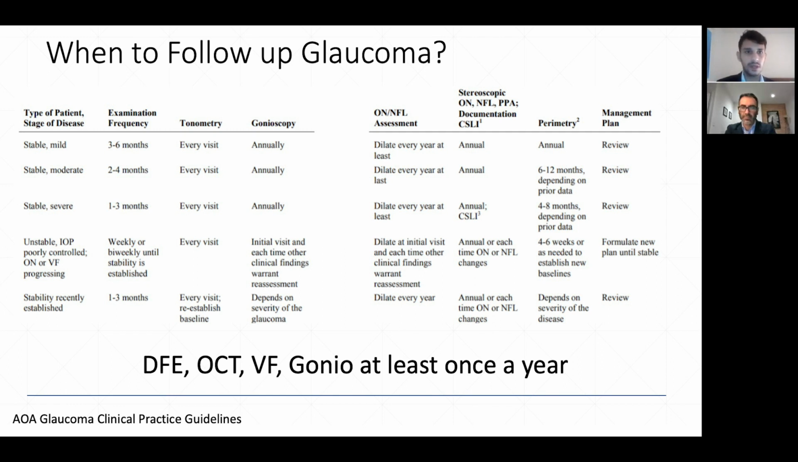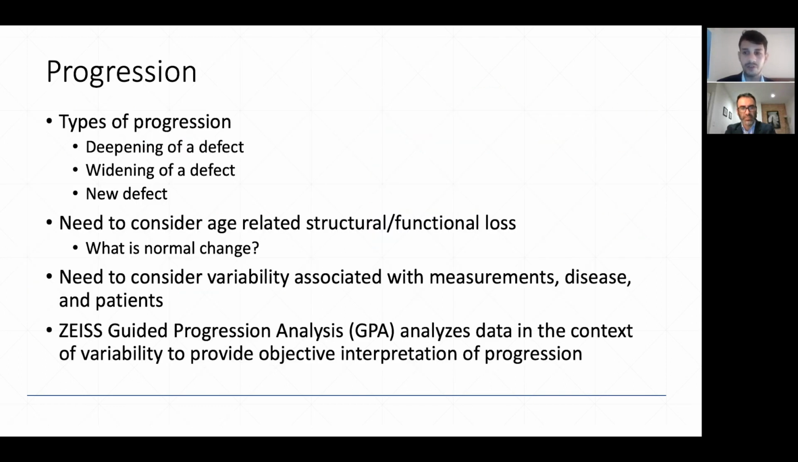And then, of course, once you have a glaucoma diagnosis, or if you have a glaucoma suspect and you're monitoring them for long periods of time, you're checking for progression. So, of course, there are different types of progression. You can have a deepening or worsening of a defect, whether it's on OCT or visual field. You can have a widening of that defect, or you just have a new defect in a different area or in another eye.